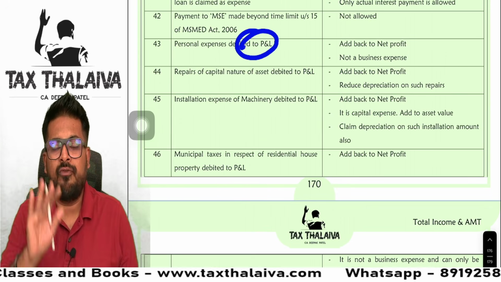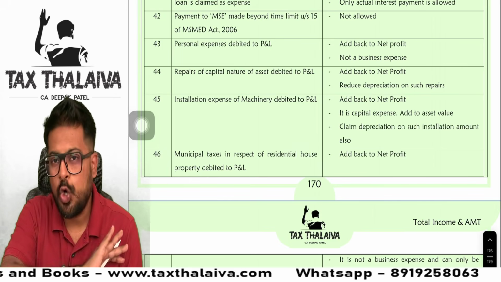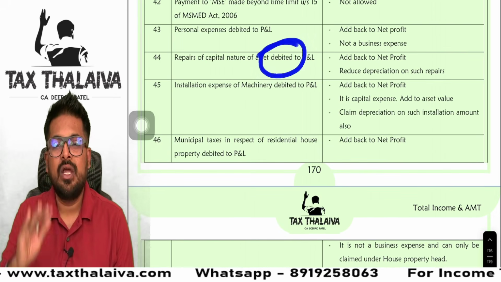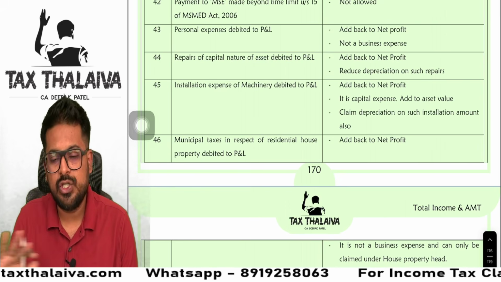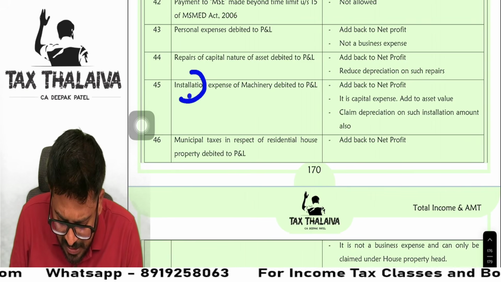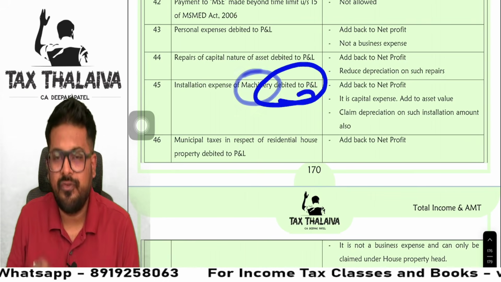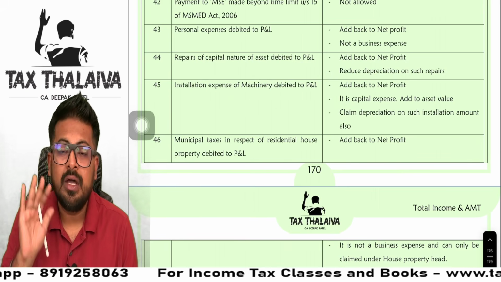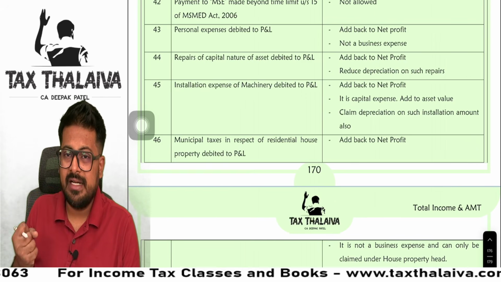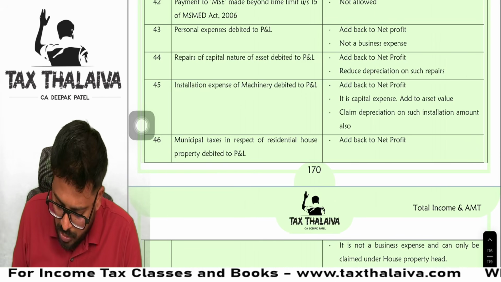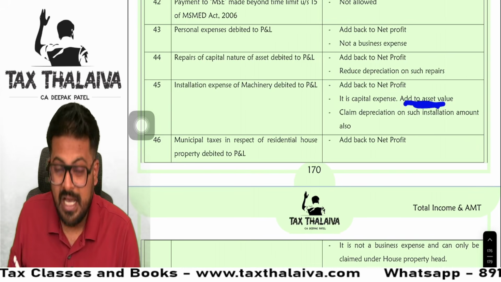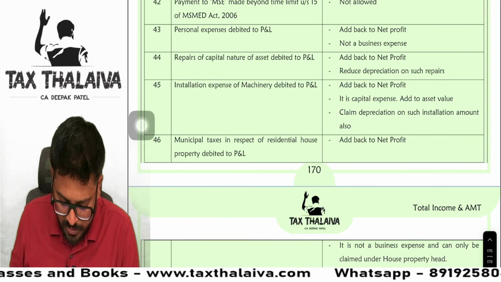Personal expenses debited to profit and loss account. Personal expenses always disallow. Repairs of capital nature of an asset. It is a capital expenditure. Again, it is not allowed. You have to add it to the asset value only. Installation expense of machinery debited to profit and loss account. This is not a business expenditure. This is asset cost of acquisition itself. So you have to add it to the block of asset, add back to net profit. It is a capital expenditure. Add it to the asset value and claim depreciation on that.